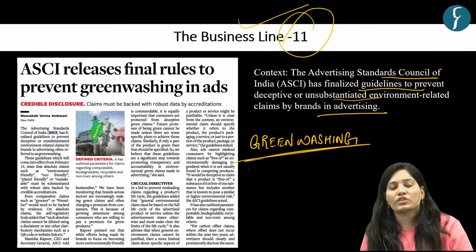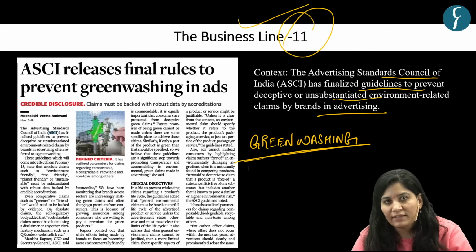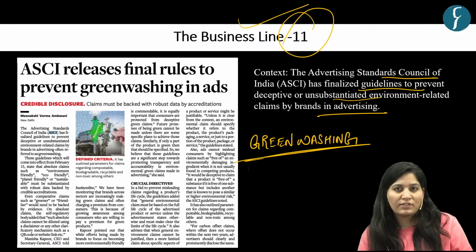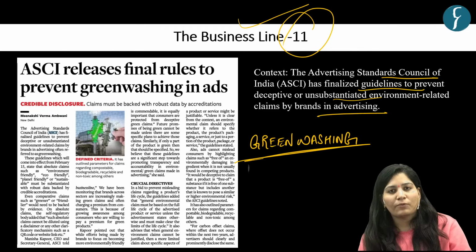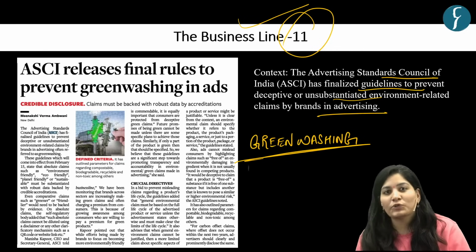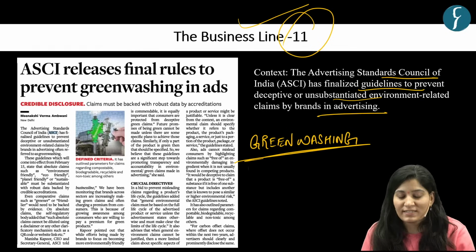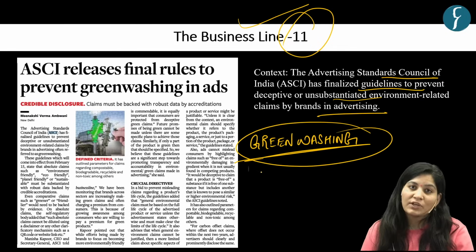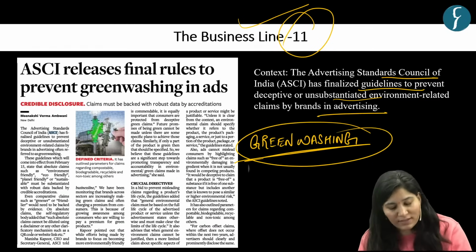Now what is greenwashing? Greenwashing is a claim by the company over their product, or their process, or anything, that they are more environment friendly than they actually are. So they will portray themselves as making environment sustainable products. They are very much environment friendly, but it's not true. And this claim is known as greenwashing. And why do they do so? To maximize their profit. Okay. So this is a cause of concern.